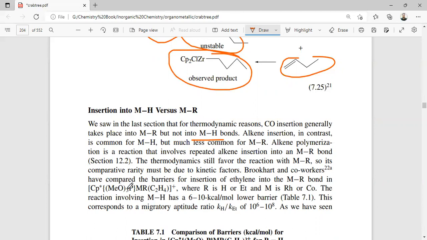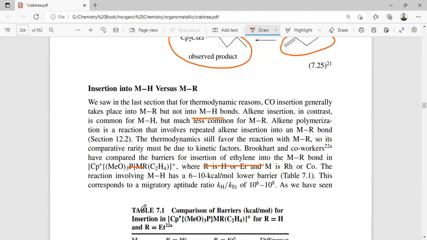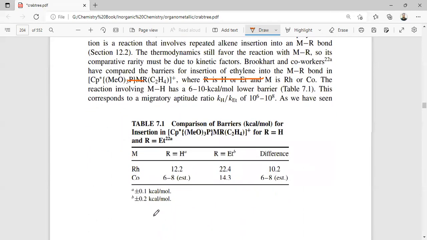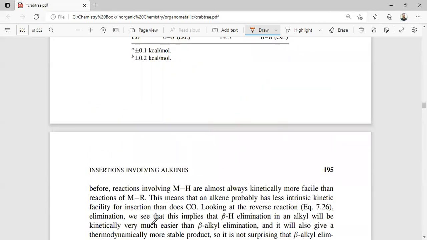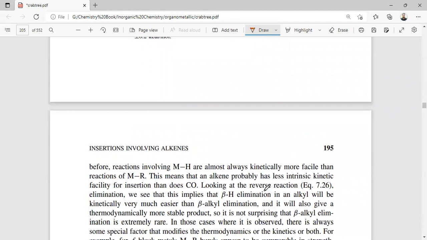Bercaw and Halpern have compared the barrier for insertion of ethylene into the MR bond, where R equals H or Et, and M equals ruthenium or cobalt. The reaction with MH has the lower barrier. This corresponds to a migratory aptitude, kH over kEt, equal to 10 to the power 6. Therefore reactions involving MH are almost always kinetically more facile than reactions of the MR bond. So this means that the alkene probably has the best steric and kinetic facility for insertion, better than CO.